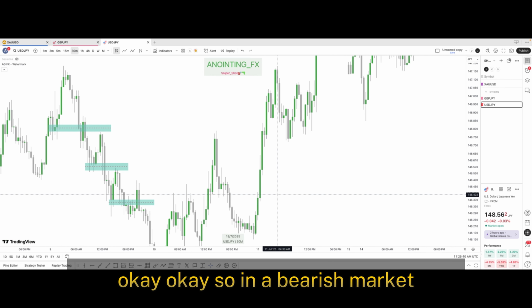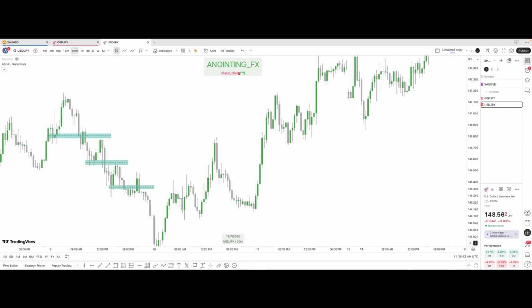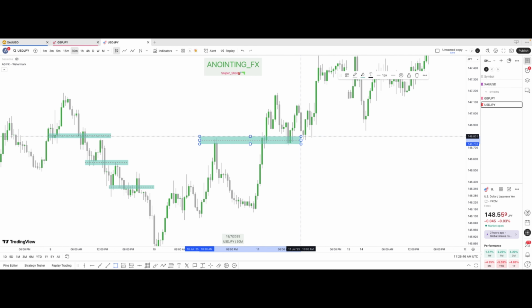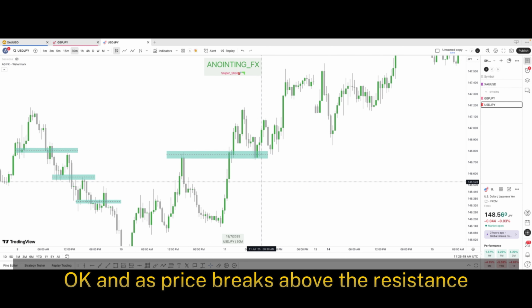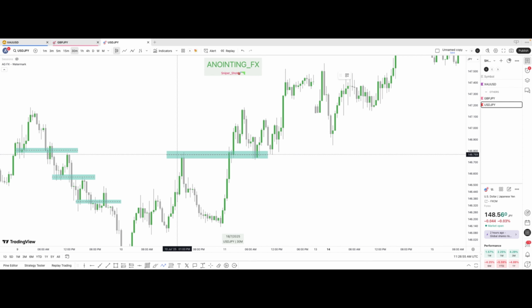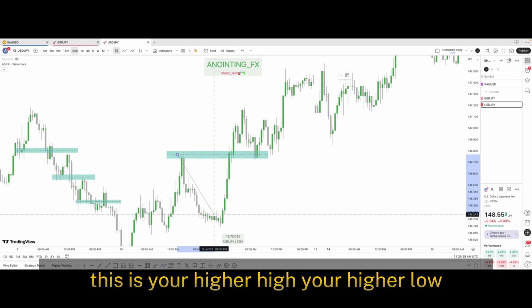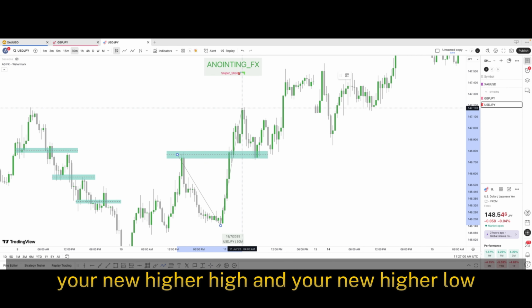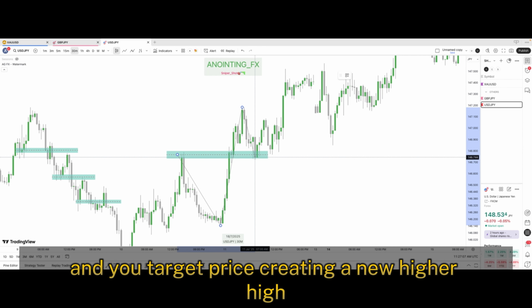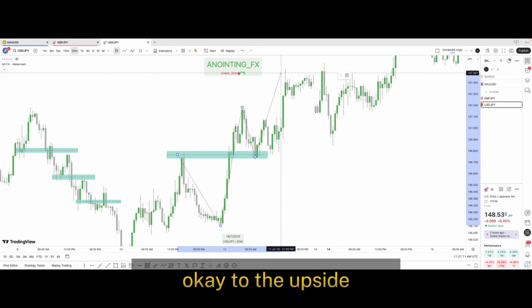Okay, so in the bearish market, you saw price breaking above this resistance. And as price breaks above the resistance, quickly price came to retest the resistance. So you have your new higher high, your higher low, your new higher high, and your new higher low. Okay, this is your higher low, that's where you buy from, and you target price creating a new higher high to the upside.